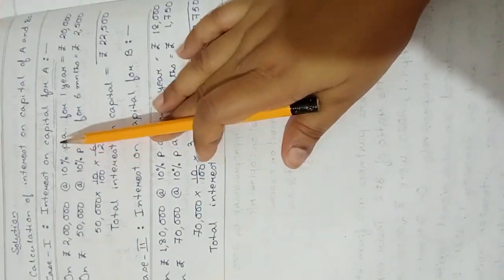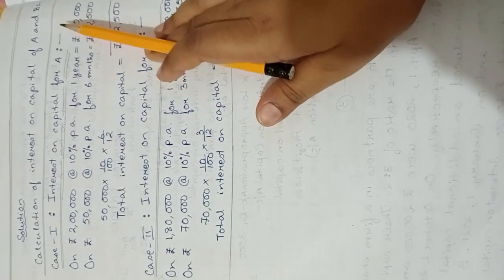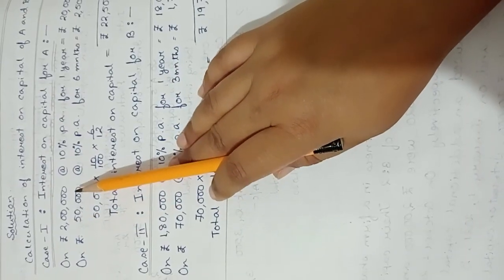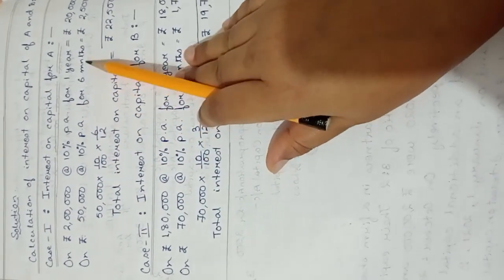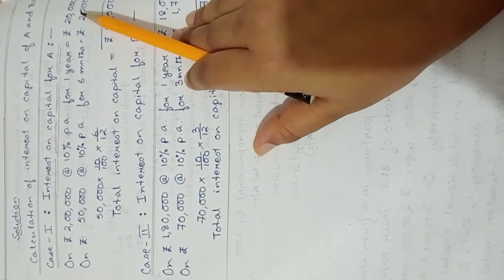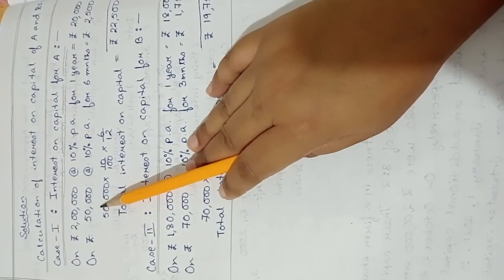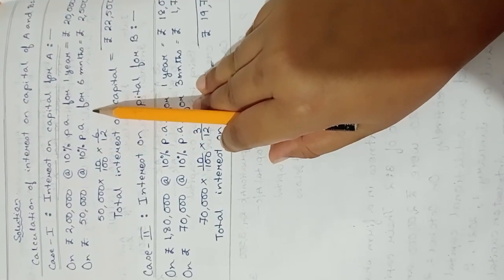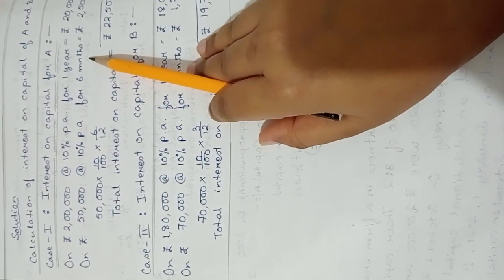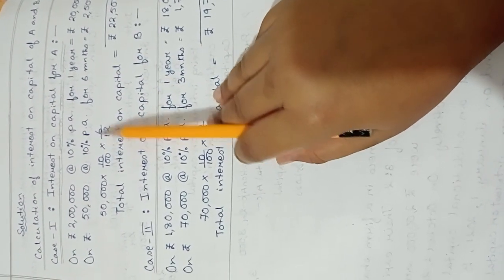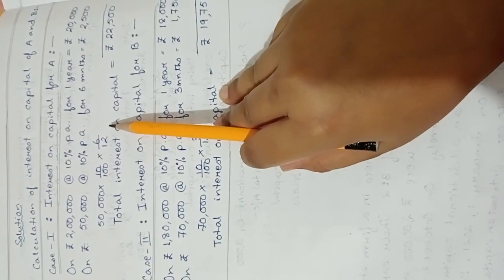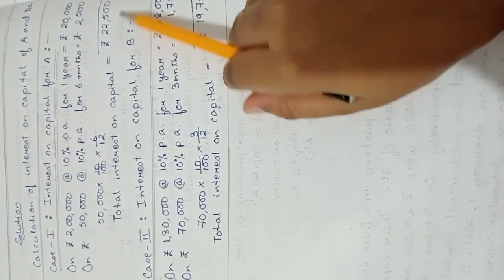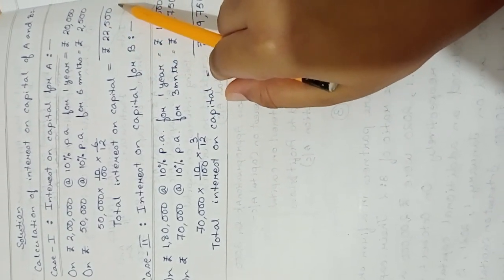You see here calculation of interest on capital of A and B. So in case of A, on rupees 2 lakh at the rate 10% per annum for 1 year, it is 20,000, and the additional capital amount is 50,000 at the rate 10% per annum, it is for 6 months. So you have to multiply it by 6 by 12, you will get 2,500. So this is the total interest on capital for A.